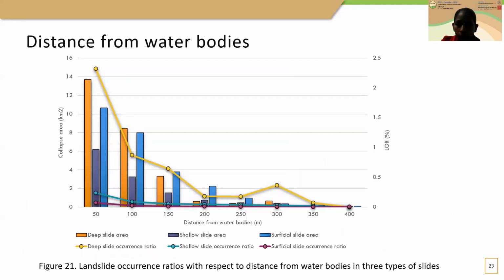And when you talk about water bodies, to examine the effect of water level on the occurrence of landslides, we assume the ground water level was very high near water bodies such as rivers and ponds. So this figure shows the variation of landslide occurrence ratio as collapse area with distance from water bodies. It is very clear that most of the landslides are located very near to rivers and ponds.